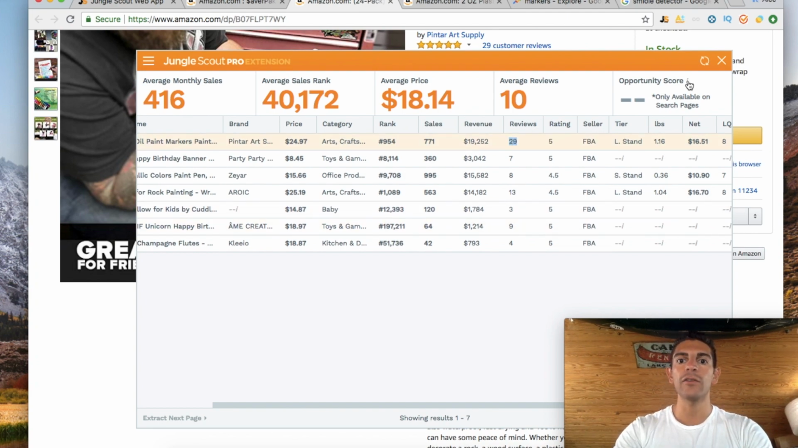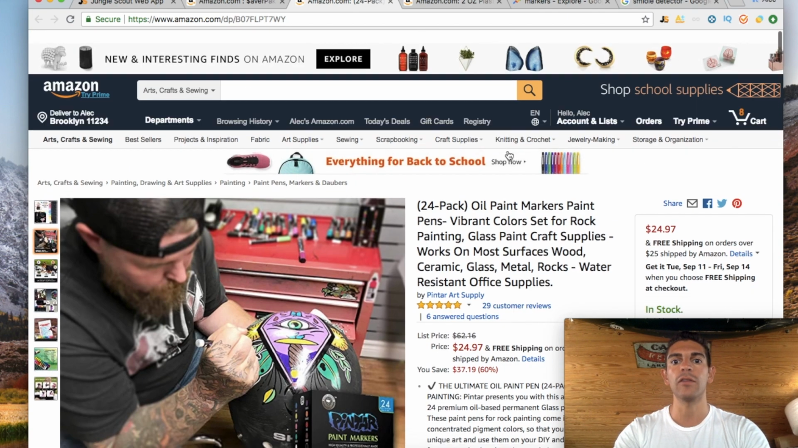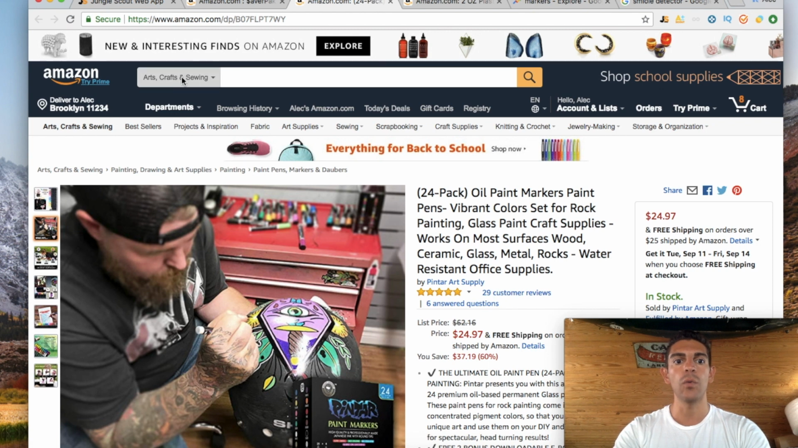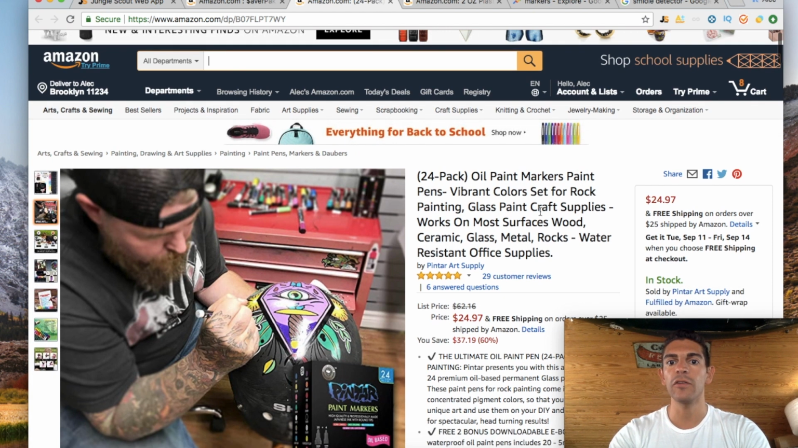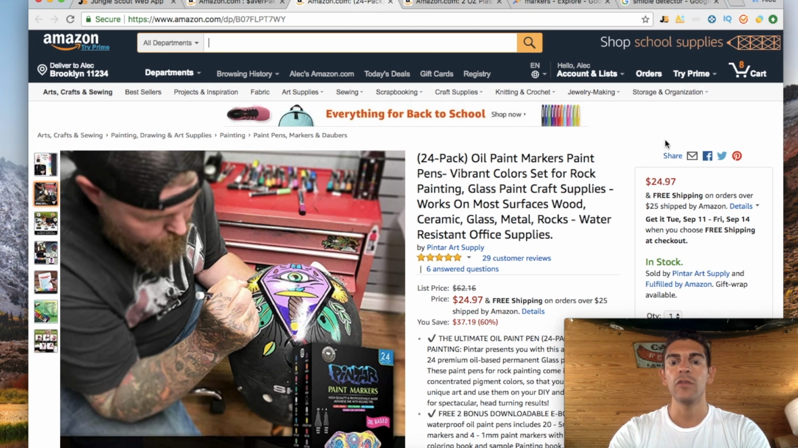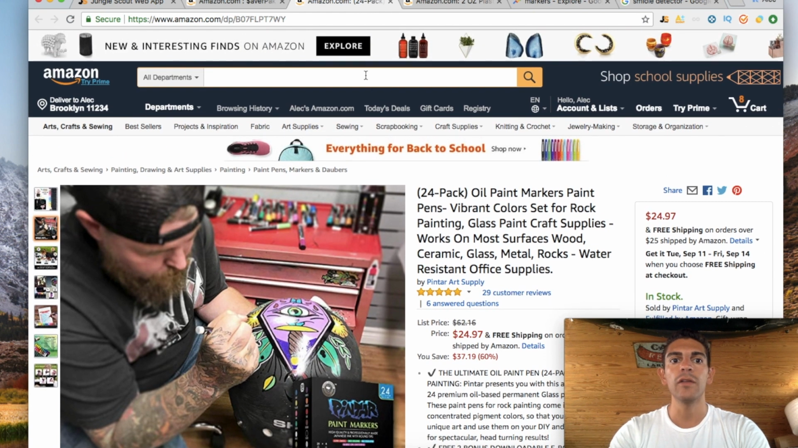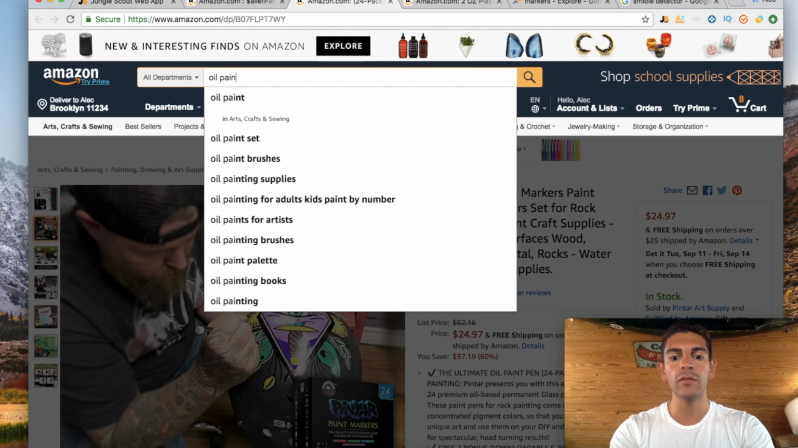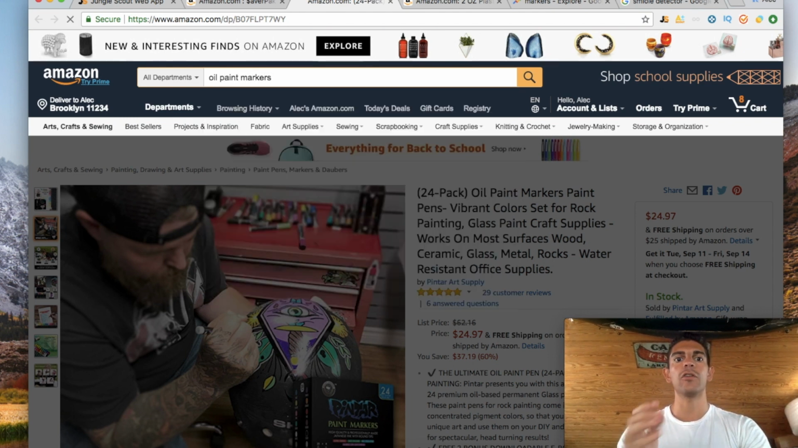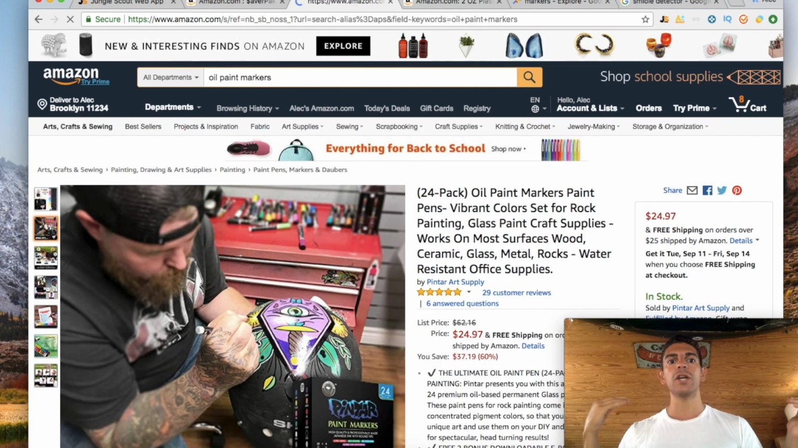So $20,000. Let's take a look at the market to see if this is just a one-off case or if we could actually get into selling these markers. Let's find the broadest keyword. This is what you guys are going to want to do. This says vibrant color set for rock painting, glass paint, craft supplies. So probably the broadest keyword is oil paint markers. Let's type oil paint markers into the Amazon search. You want to check all departments.